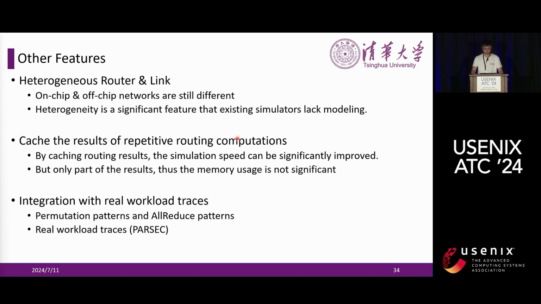CNSIM also has many other features. Since time is limited, I will only give a brief introduction. Existing cycle-accurate network simulators are designed for on-chip networks, which usually have uniform link widths. However, for chiplet-based networks, the link on the chip, the link on the package, and the link off the package have a big difference. So CNSIM supports heterogeneous router and link widths. We also cache the result of routing computation to speed up. And we also integrate CNSIM with real workload traces.